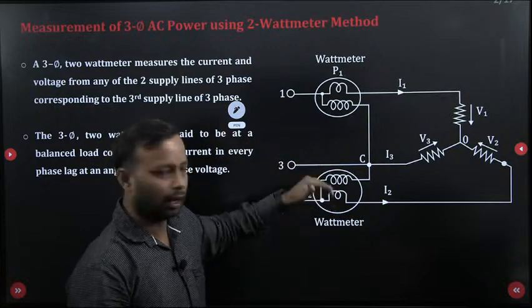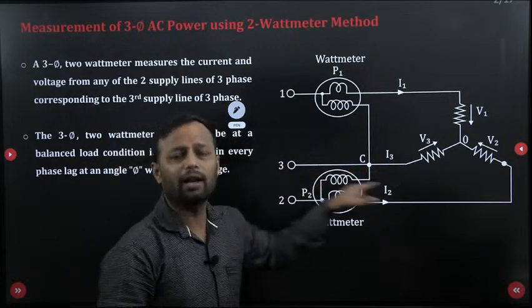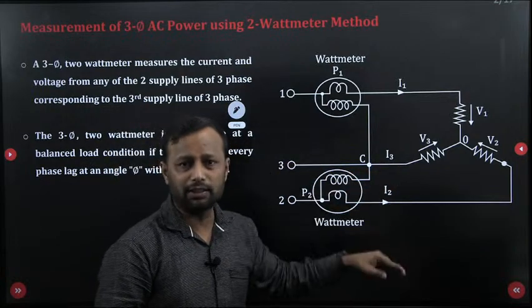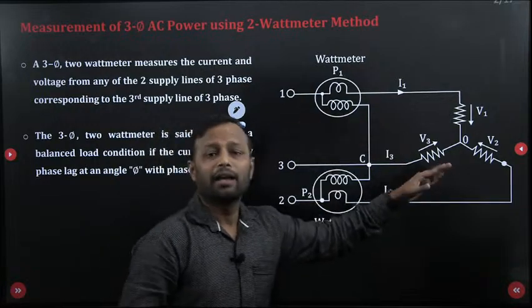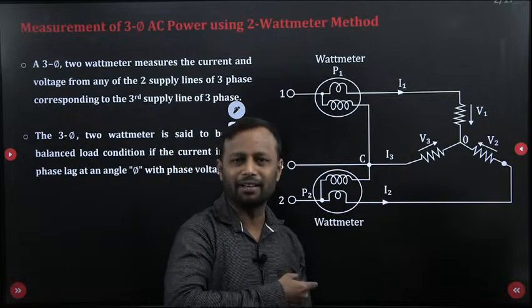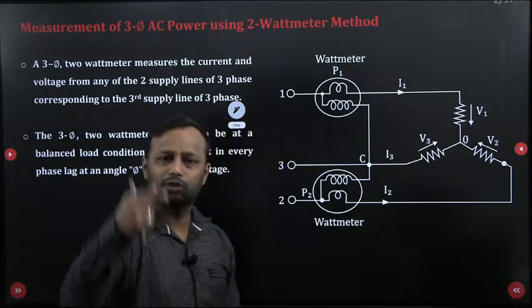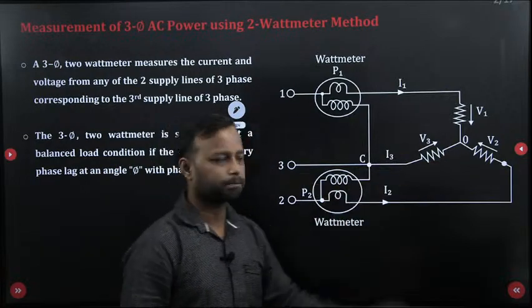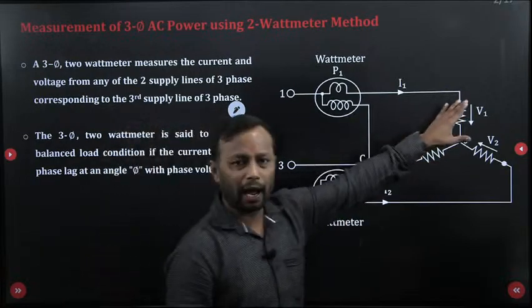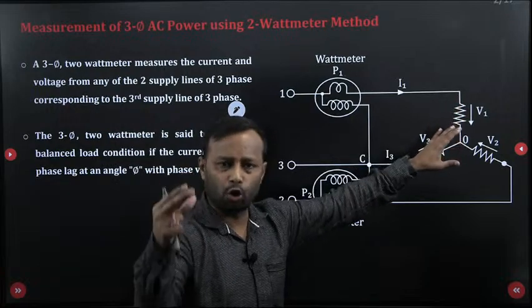Now if you see here, this third line, or the phase C line, I have considered as a neutral line, because whatever current is coming here, it has to return, isn't it? The current should have the return path. So the return path is provided by this third line. Okay, so here I have assumed that the source is balanced.